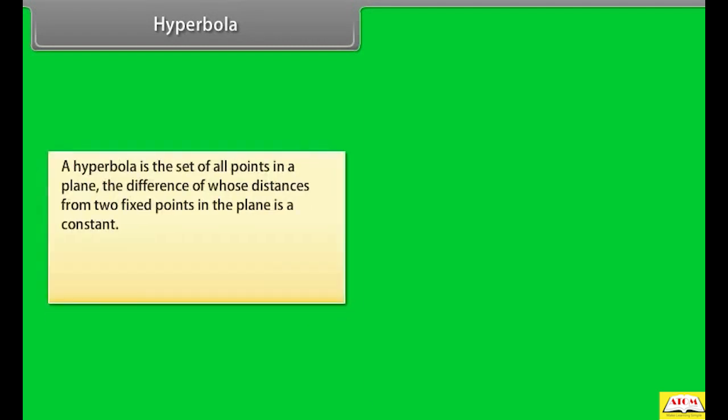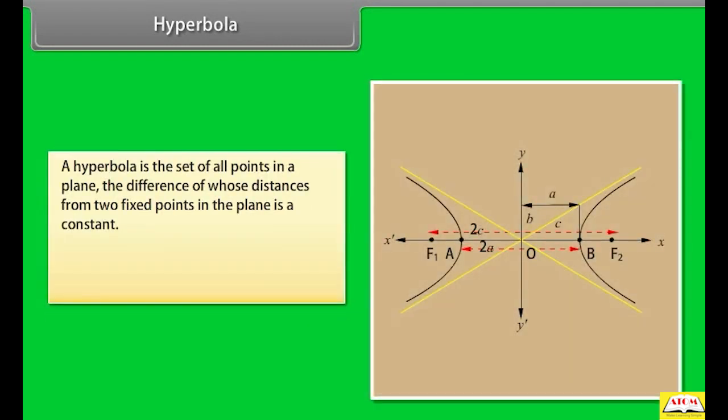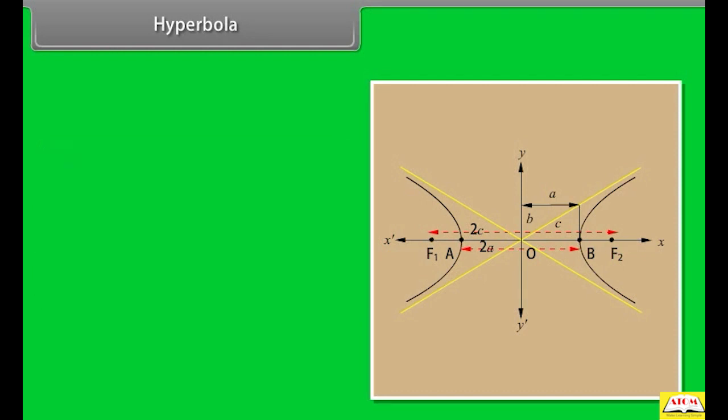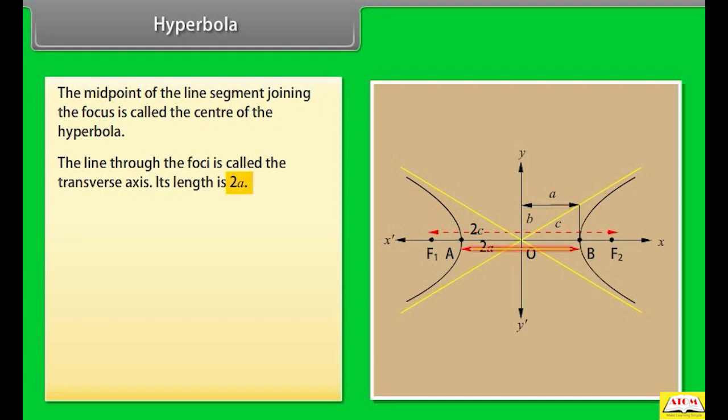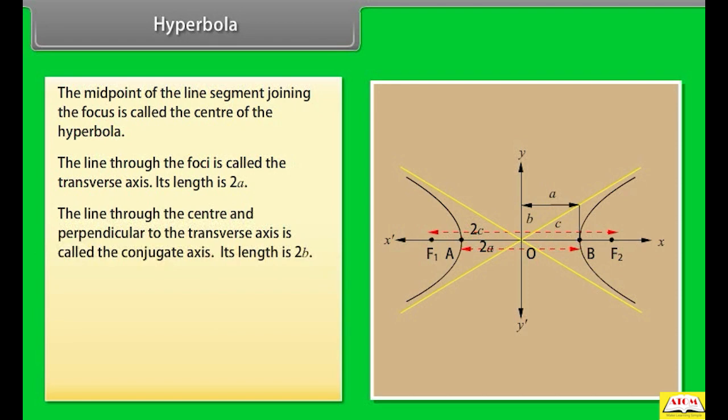Hyperbola. A hyperbola is the set of all points in a plane, the difference of whose distance from two fixed points in the plane is a constant. The two fixed points are called the foci of the hyperbola. The midpoint of the line segment joining the foci is called the center of the hyperbola. The line through the foci is called the transverse axis. Its length is 2a.